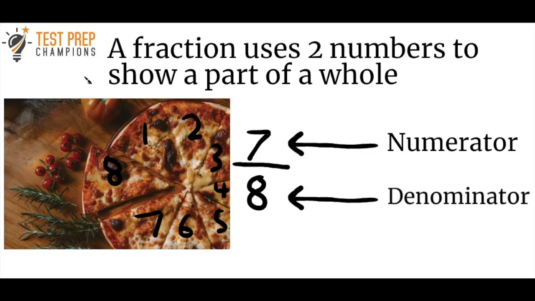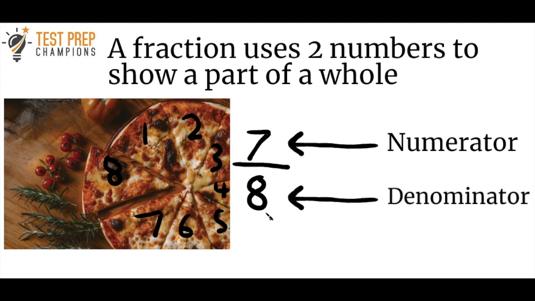A fraction uses two numbers to show a part of a whole. So in this example here, we see the fraction 7/8, 7 over 8. So there are two numbers in this fraction. The top number is what we call the numerator. The top number here is 7, so the numerator in this fraction is 7. And the bottom number in the fraction is what we call the denominator. So in this example, 8 is our denominator.